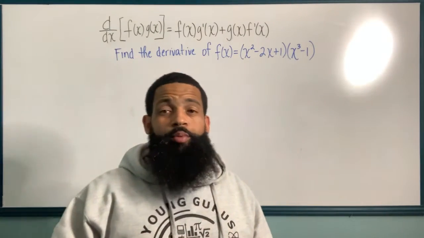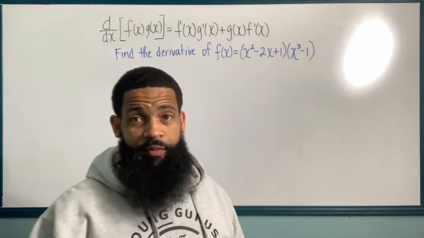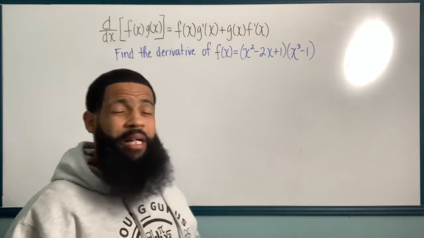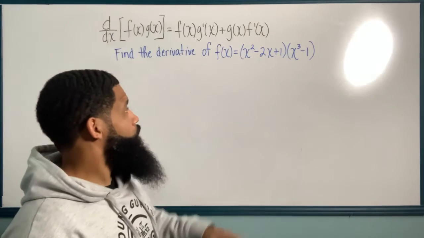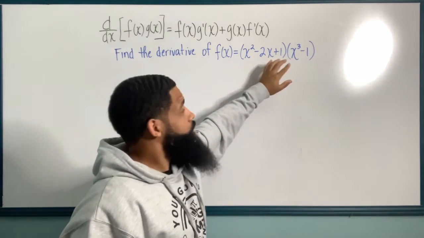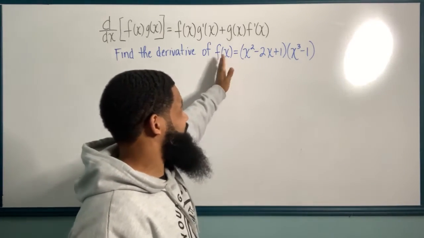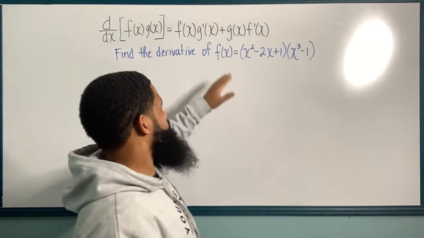Now in this example, same thing. We're going to find the derivative of f of x, which equals x squared minus 2x plus 1 times x cubed minus 1. Remember to follow the rules. So in this case, f of x is going to be the first function. g of x is going to be the second function. I know we named this entire function f of x, but that's just for labeling purposes.